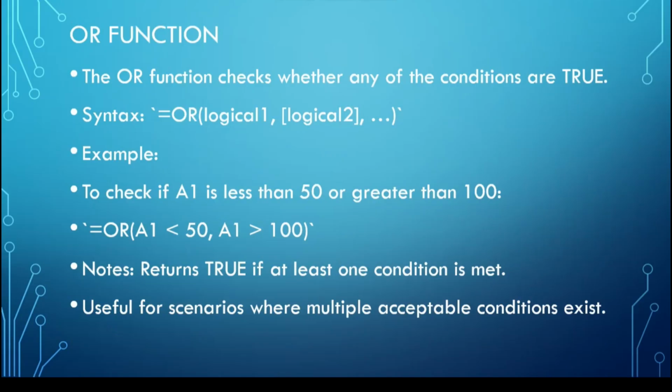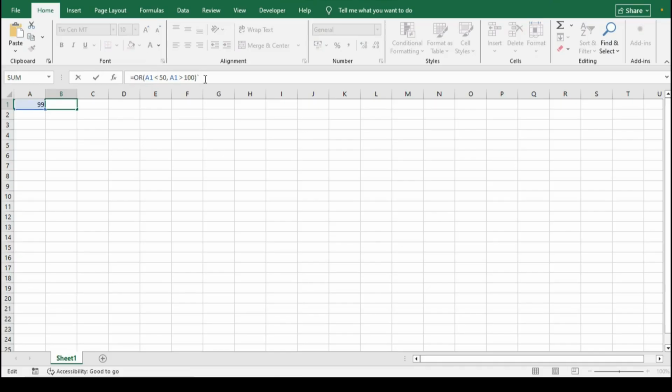The OR function. The OR function checks whether any of the specified conditions are true, which is useful in many situations. The syntax for the OR function is equals OR followed by logical 1, and then any additional logical conditions. For example, to check if A1 is less than 50 or greater than 100, you can write equals OR A1 less than 50, A1 greater than 100. This function returns true if at least one of the conditions is met, making it quite flexible.